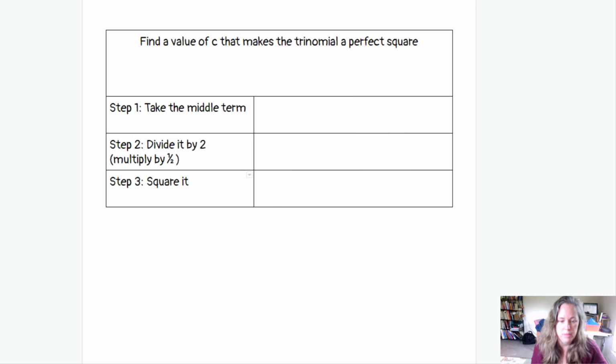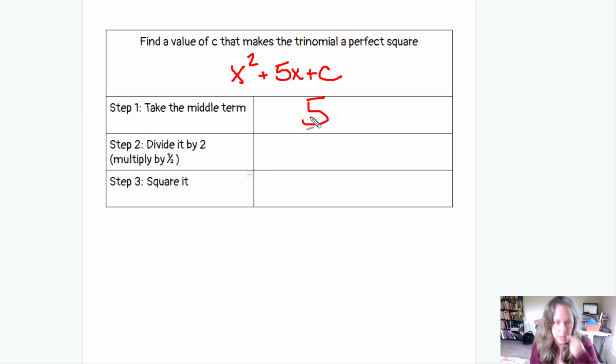So now we're going to look at odd middle terms. Let's look at x squared plus 5x plus c. So we need to take the middle term, and we're not looking at the signs, and we're not taking the variable into account. We're just taking that coefficient, the 5. And we're going to divide it by 2.